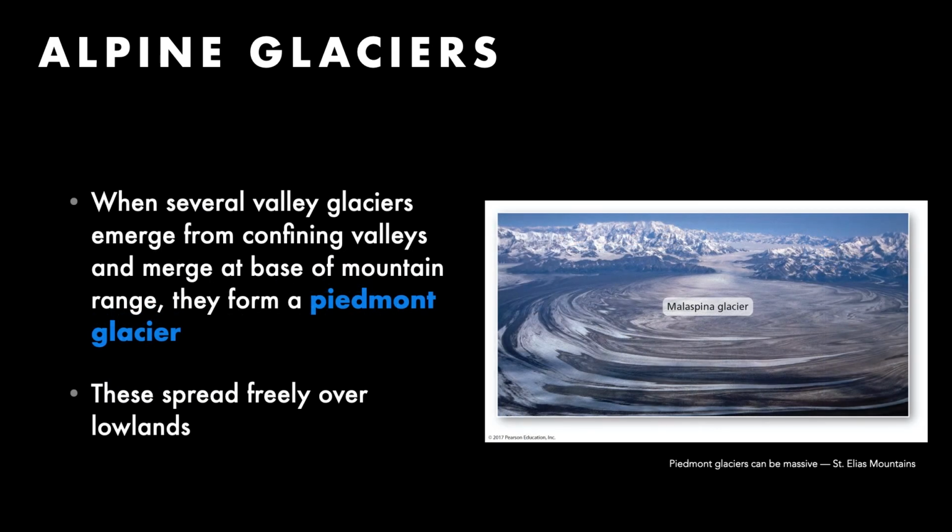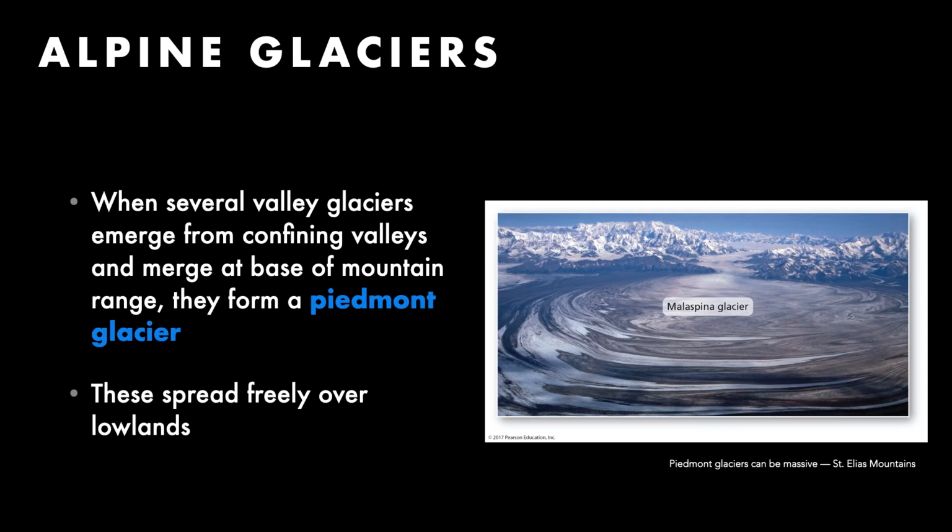So if you can get several of these different valley glaciers that are emerging from confining valleys, and they merge together at the base of a mountain range, then they'll form what we call a Piedmont glacier. And these are glaciers that are going to spread freely over lowlands. So you've got the glacier that's coming out of the valley, and it is emerging into this lowland area. And they can spread out, and they can be really massive.